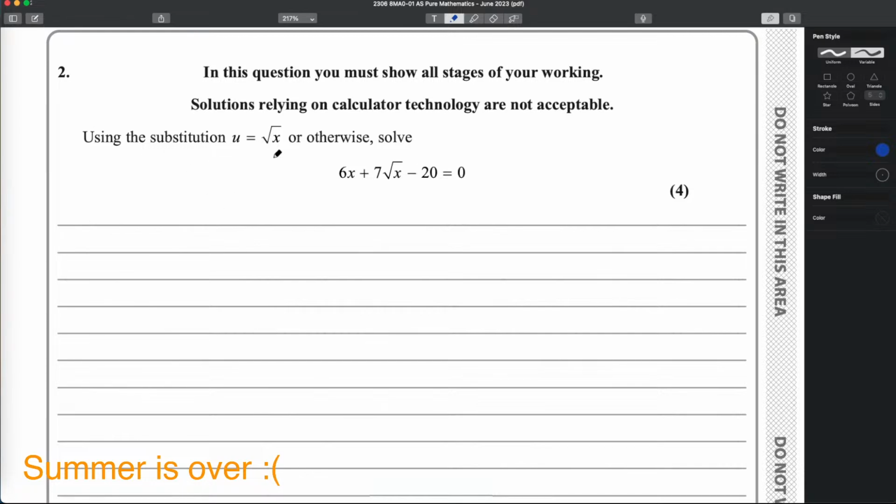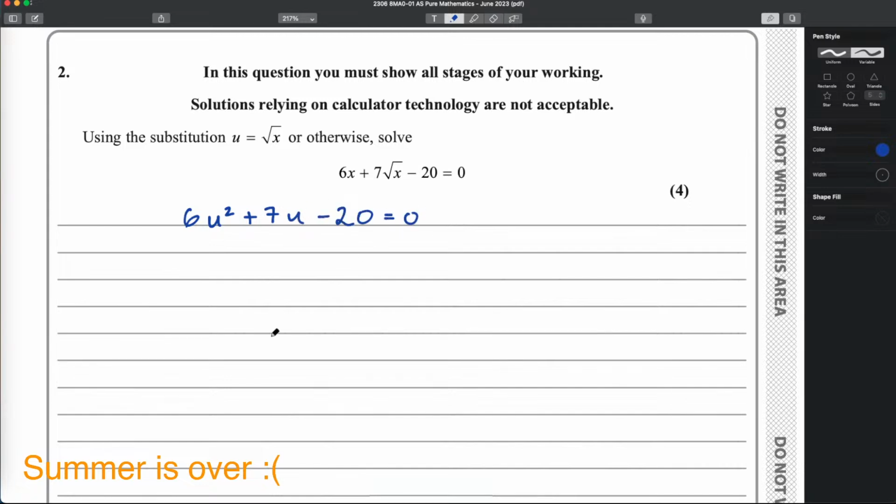Using the substitution u equals root x or otherwise, solve 6x plus 7 root x take 20 equals 0. Okay, well this is just basically a quadratic, right? This should be fine. This should be easy. So, well, let's use this substitution. Let's say instead of 6x, it's 6u squared, and see how we go.